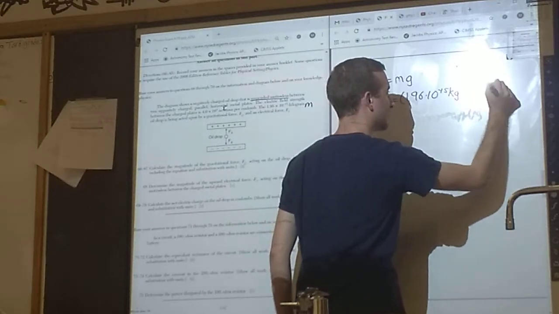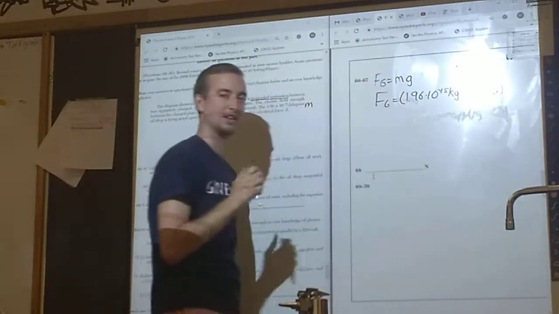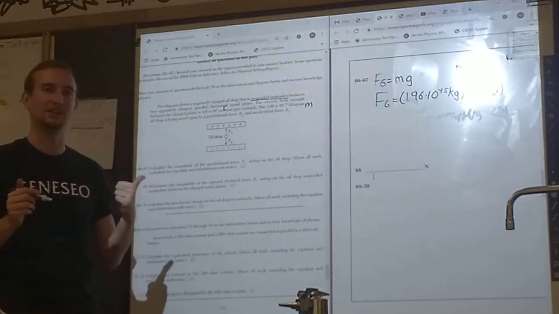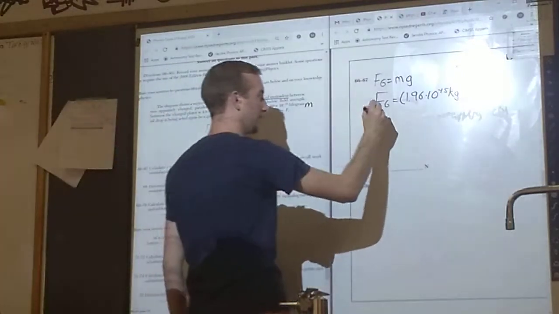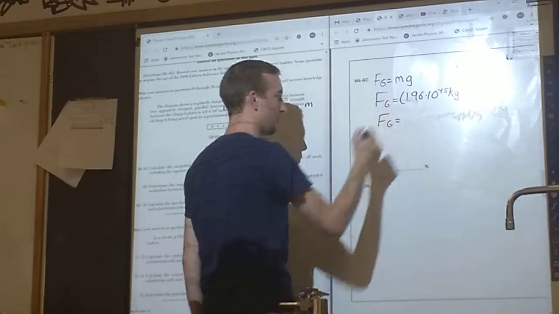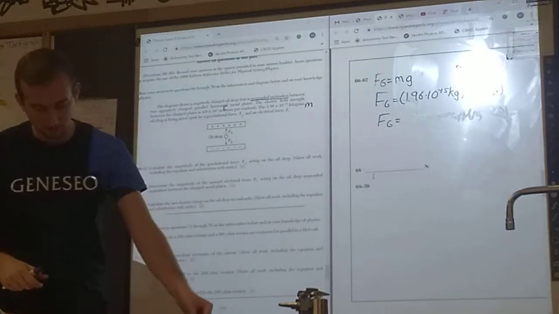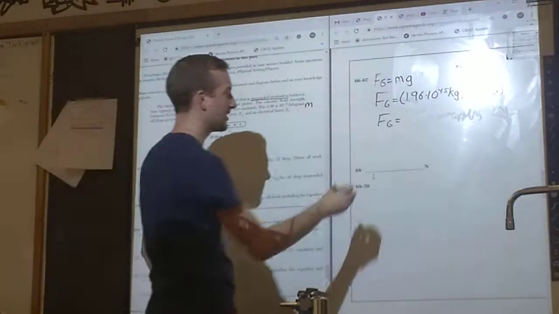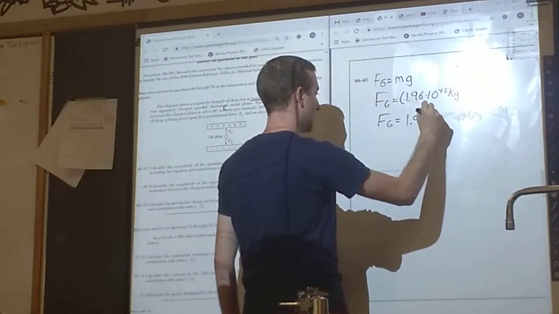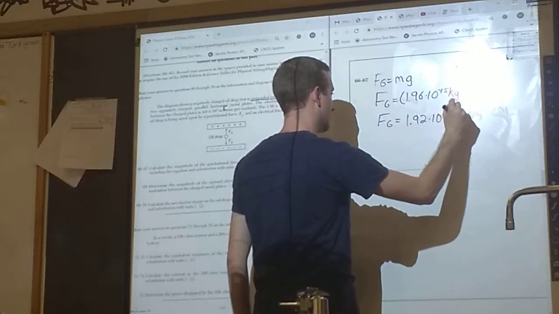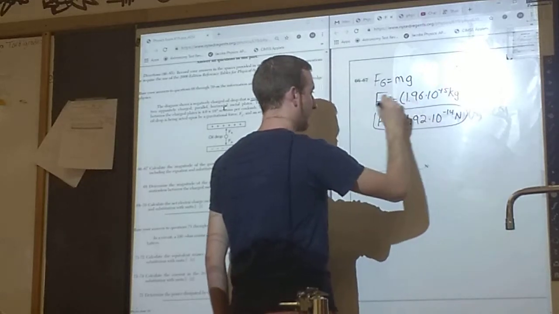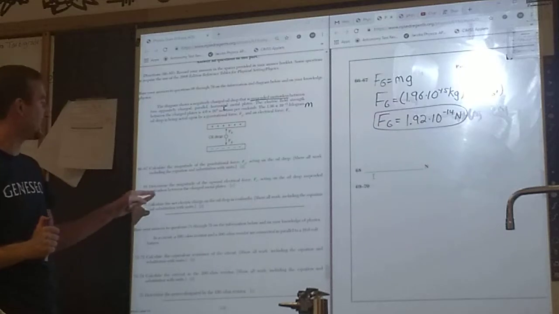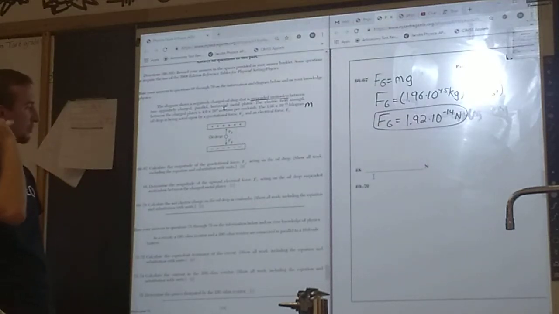You need to understand that the force of gravity is the same thing as the weight, is the same thing as the gravitational force. Those are 3 phrases that all mean the same thing. The answer to this is, let's see, 1.92 times 10 to the negative 14th newtons. Okay, very simple. Now 68, determine the magnitude of the upward electrical force.